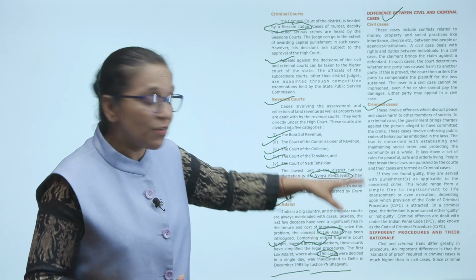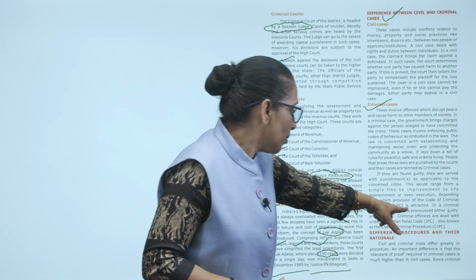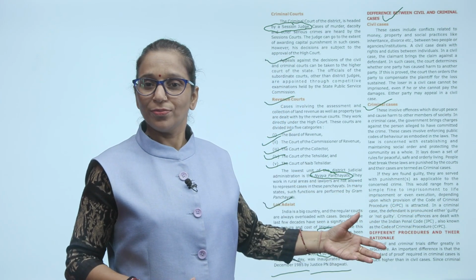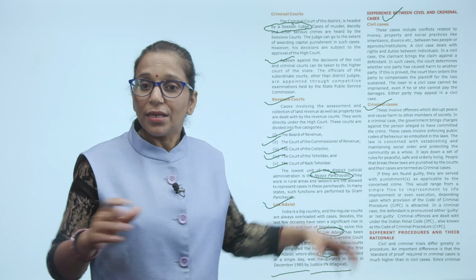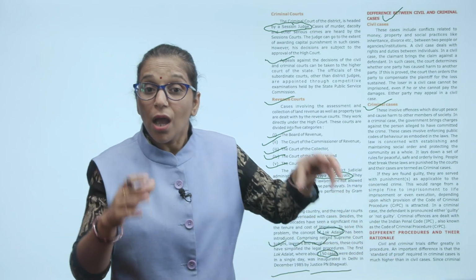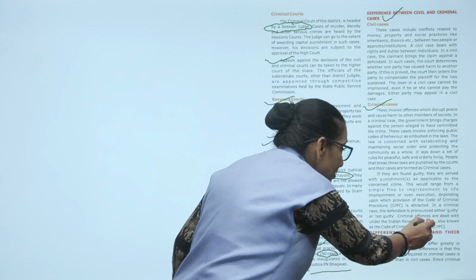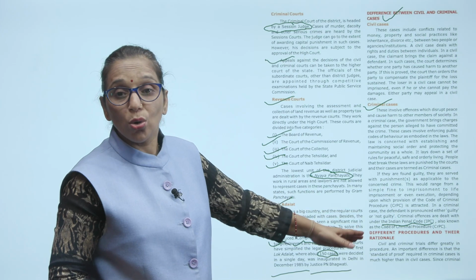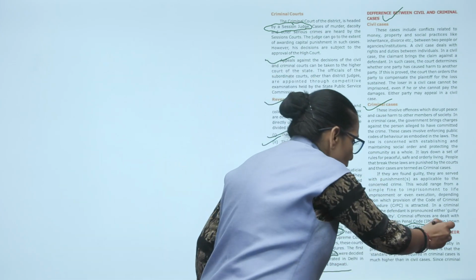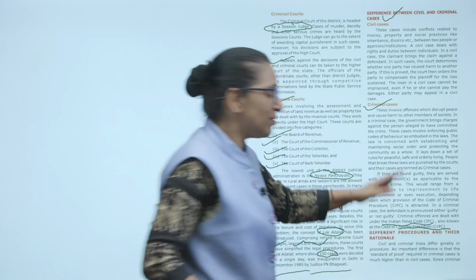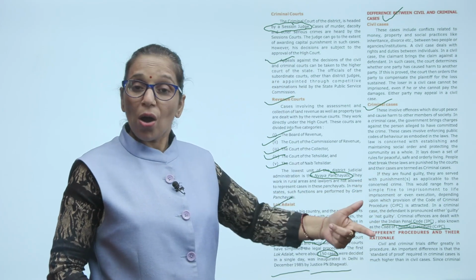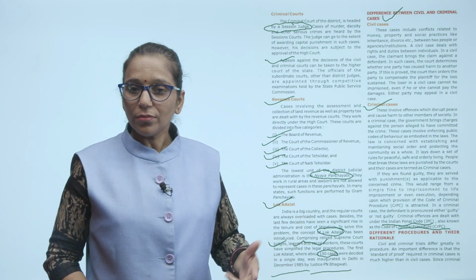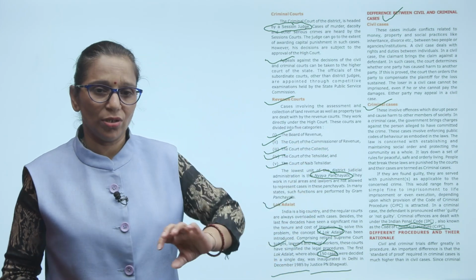In a criminal case, the defendant is pronounced guilty or not guilty. Criminal offences are dealt with under the IPC, the Indian Penal Code, and the Code of Criminal Procedure. So you have to remember all these terms: guilty, not guilty, IPC and Code of Criminal Procedure. Now, different procedures and their rationale.